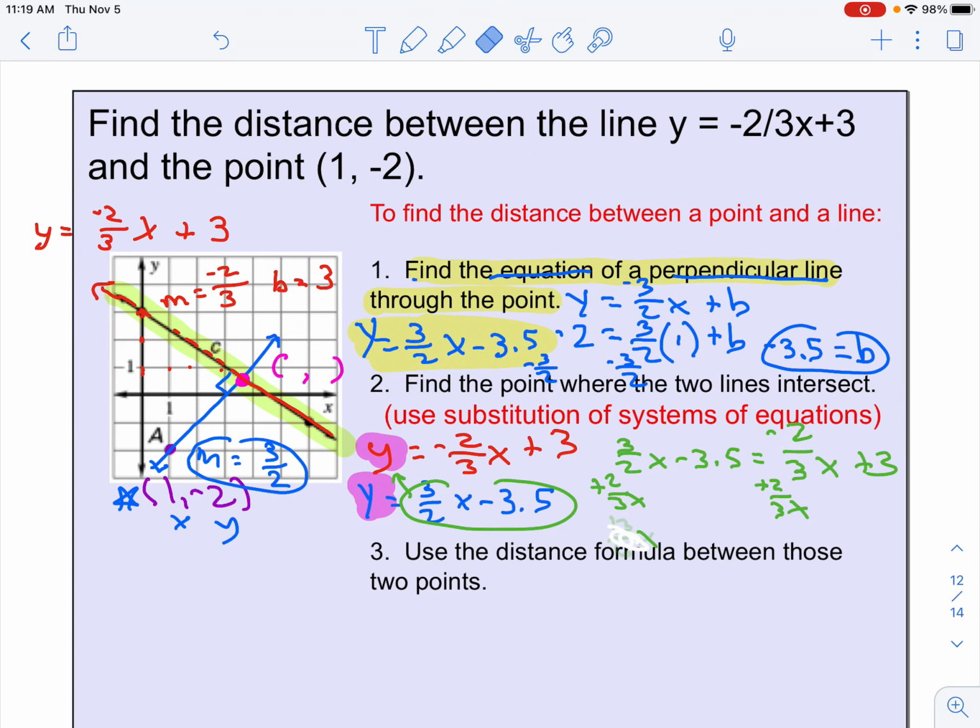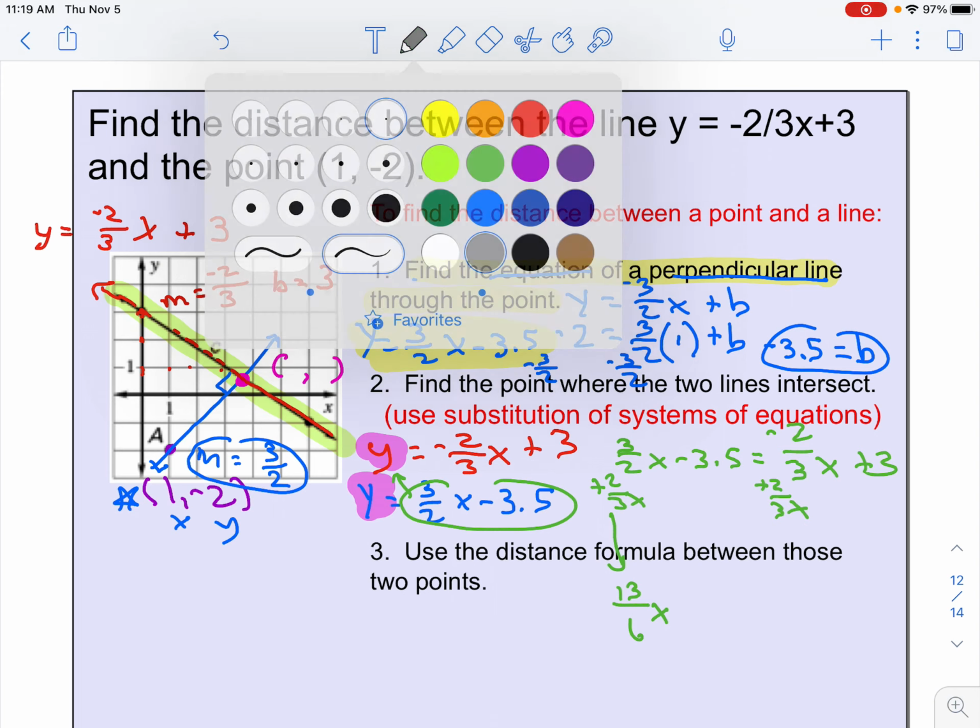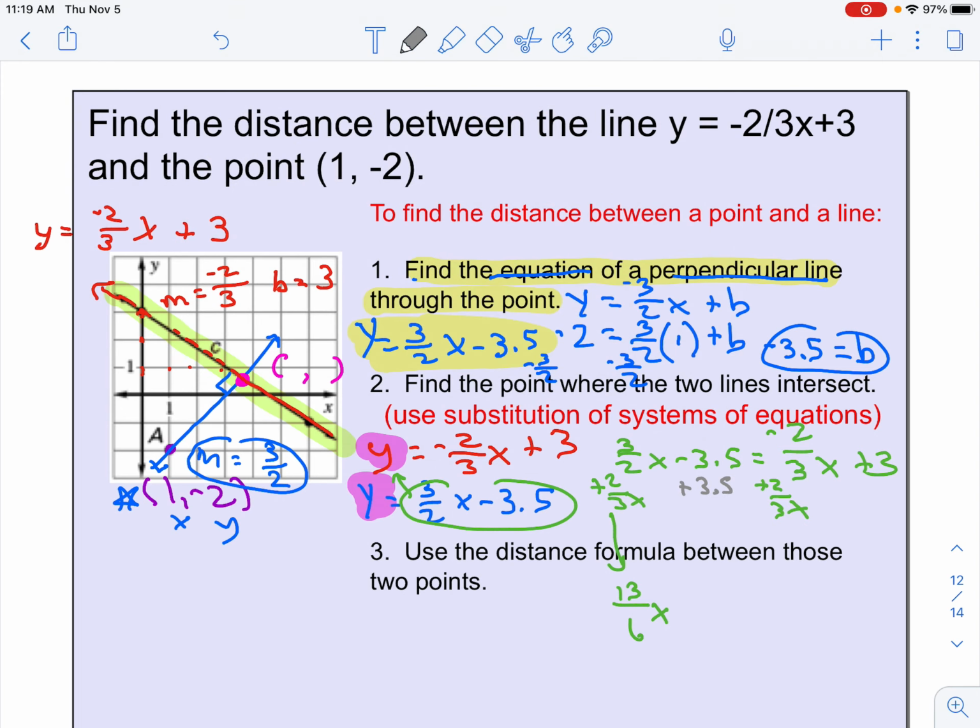13/6 x, that's not really working out very well to write it there. So I'm going to actually write it below. So we're going to draw an arrow. So we have 13/6 x, and then I'm going to do this in the same step. I'm going to add 3.5 to each side, which is going to give me is equal to 36.5. Now I have to divide each side by 13/6.